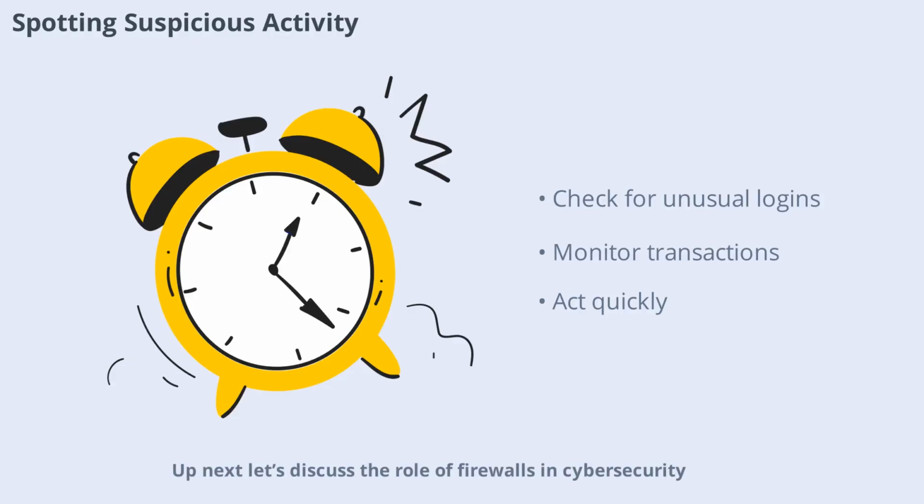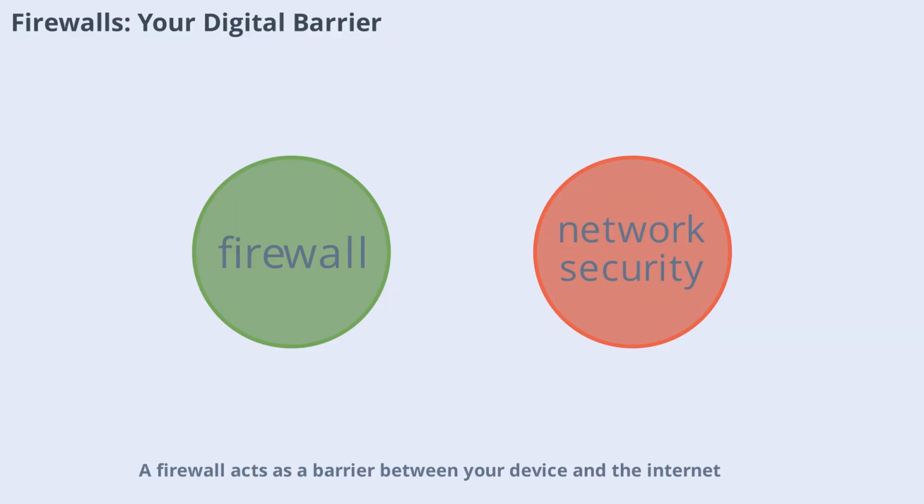Up next, let's discuss the role of firewalls in cybersecurity. A firewall acts as a barrier between your device and the internet, blocking unauthorized access while allowing safe communication. Firewalls can be hardware or software-based and are essential for both personal and business security. They help filter out harmful traffic and keep your network safe from intruders.